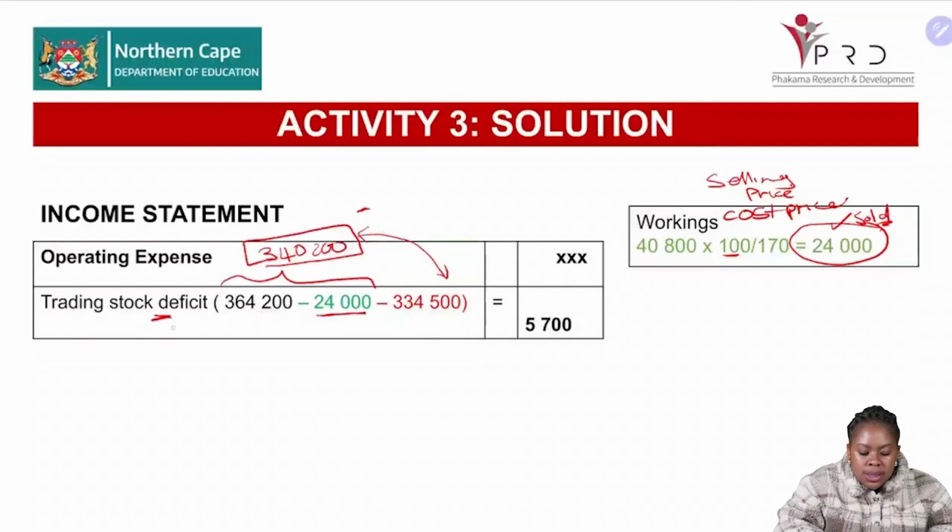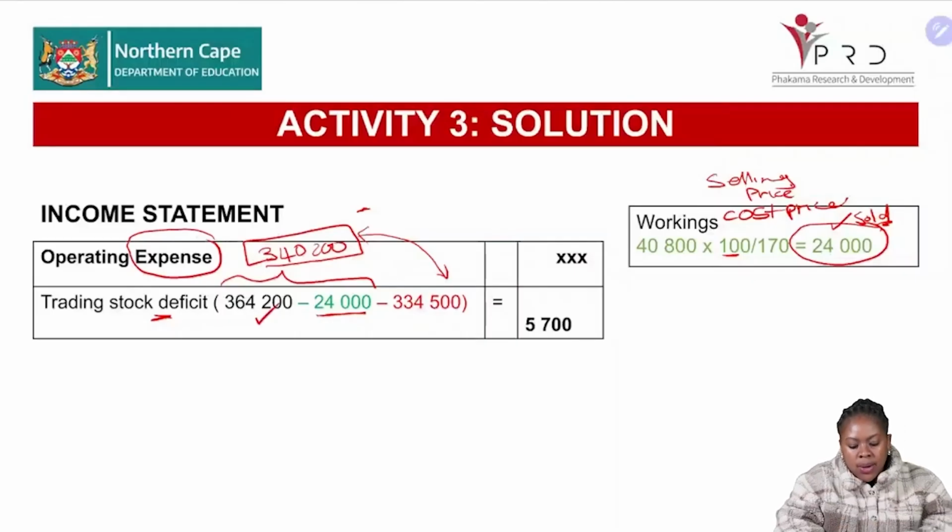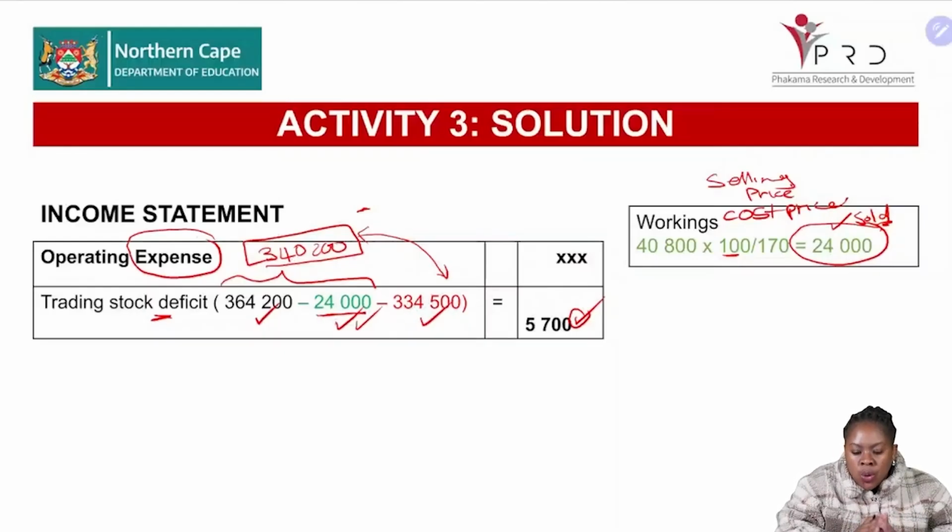Okay, so then we will say trading stock deficit under operating expenses. Then we take the amount in the trial balance, we subtract the 24,000, and then we subtract the physical stock, and then we get our 5,700. That is the difference between the 340,200 and the 334,500. Okay, but you have to show your workings.